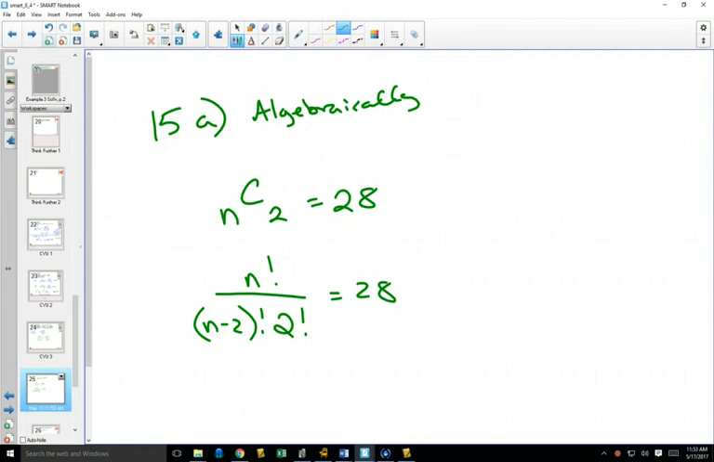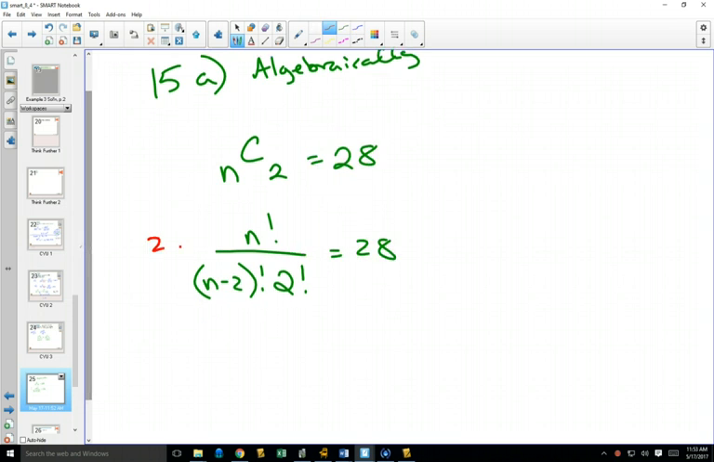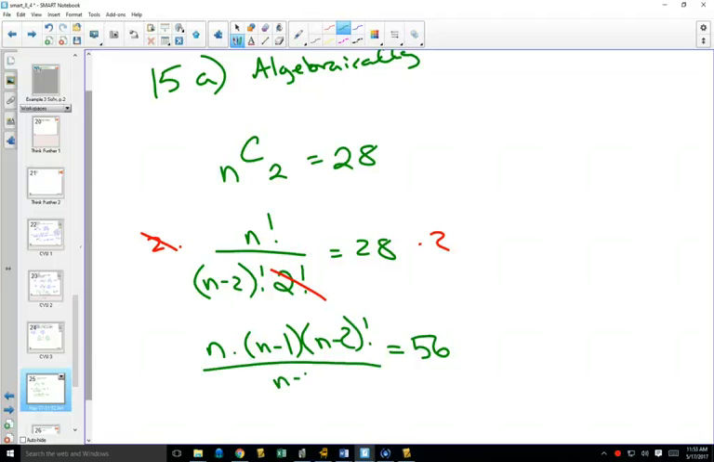So how do we solve these equations? Well, this is very similar to our permutations one. When you're dealing with factorials, we expand the bigger one. Which is bigger? n. We could also, if we multiply both sides by 2, can you see that those 2's would cancel out and we'll get equal to 56 on this side. Expanding the bigger one, n is bigger, 1 less is n minus 1. We keep going until we hit n minus 2. And then those cancel out.